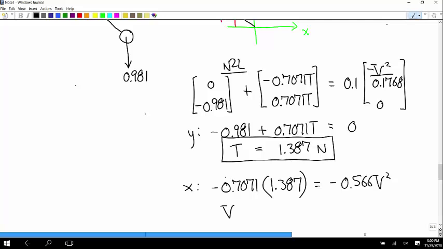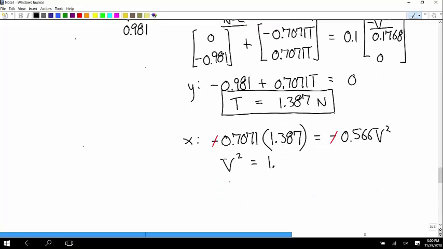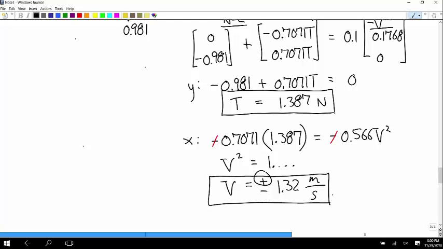And so v squared, these negatives cancel. And so v squared is 1 point something. And so v is equal to 1.32, and we want the positive. So even though you get some negative signs here and there, everything works out exactly the same, which, if you think about it intuitively, is how it has to be.